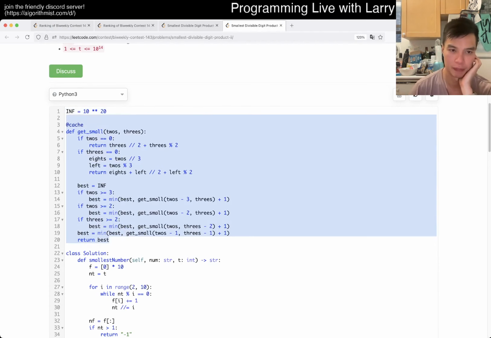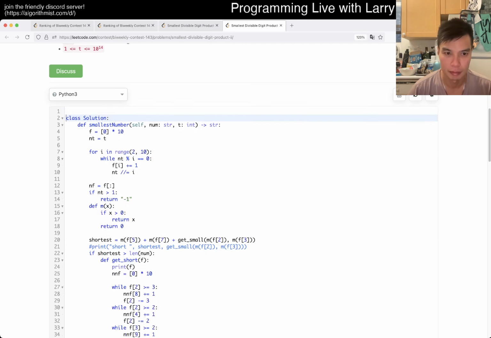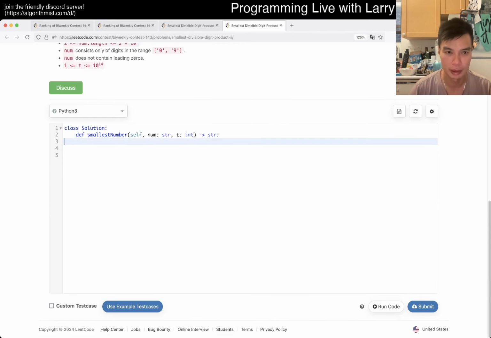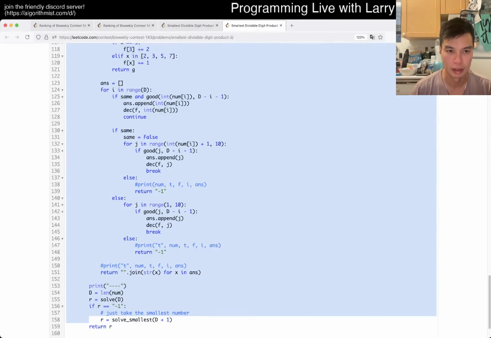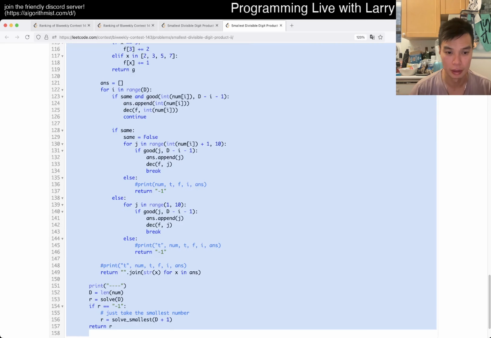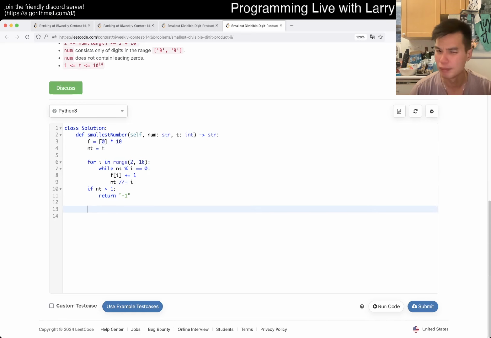Okay, let's say if this is DP, what would it look like? Kind of similar to this, right? Okay, let's recap this. Yeah, I mean, this is basically 2, 3, 5, 7 anyway. So we can do it this way. And now, okay. What if it's digit DP, right?